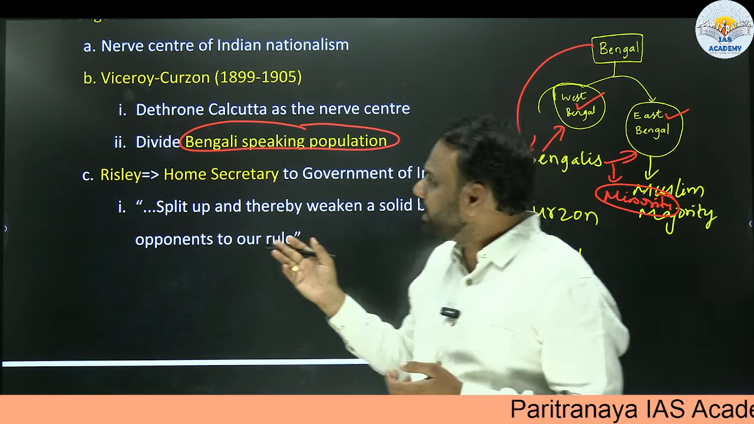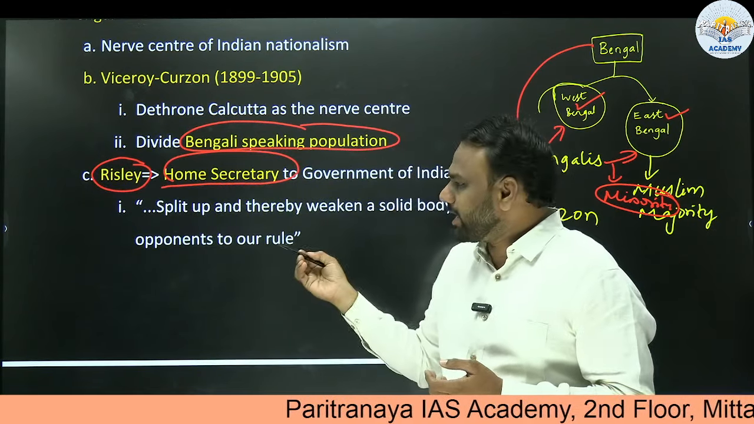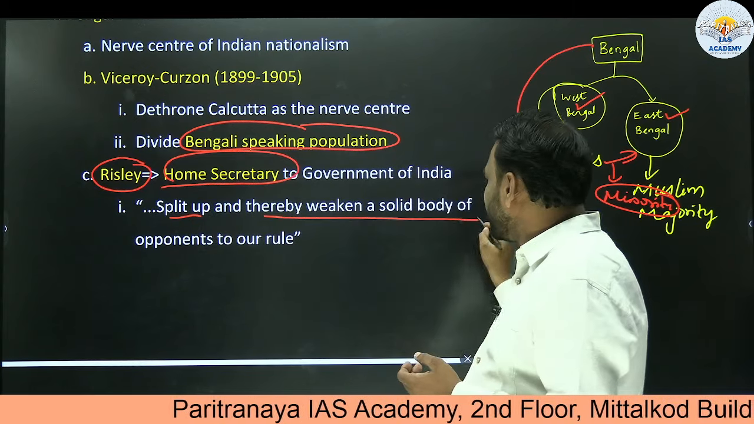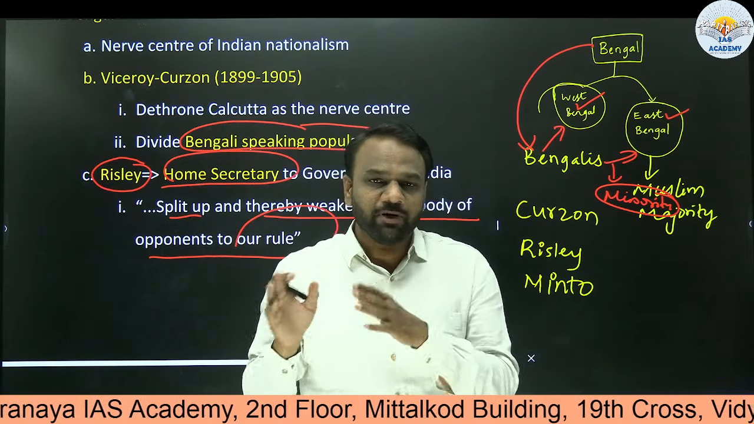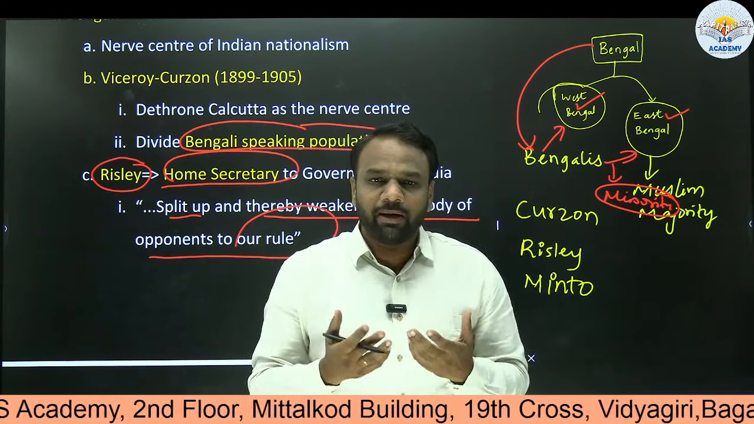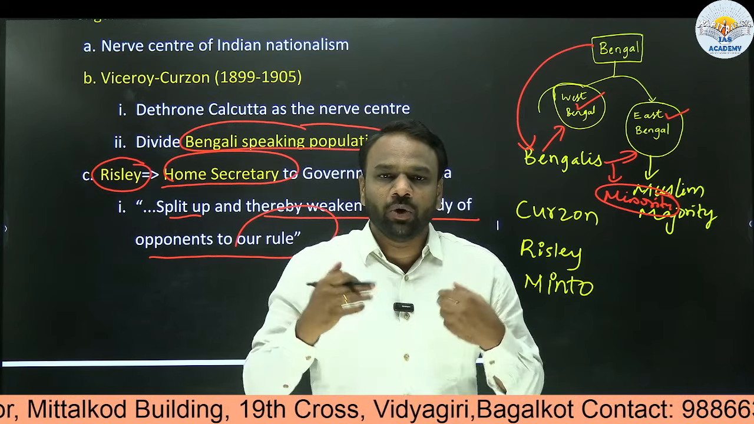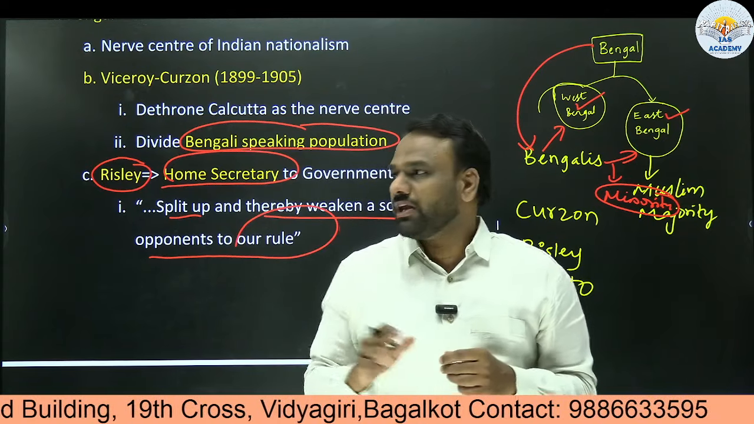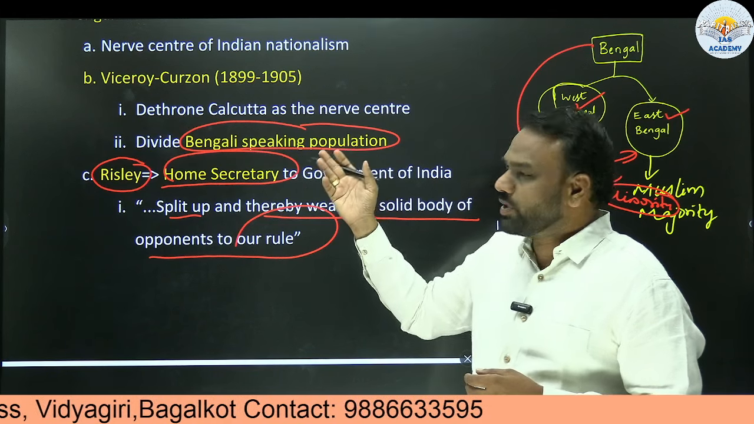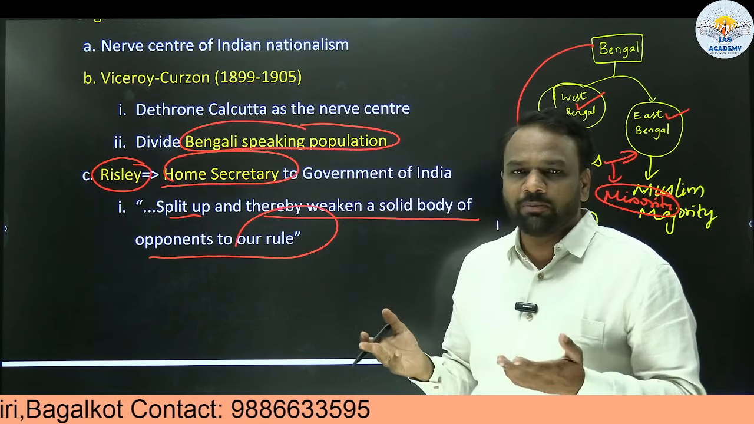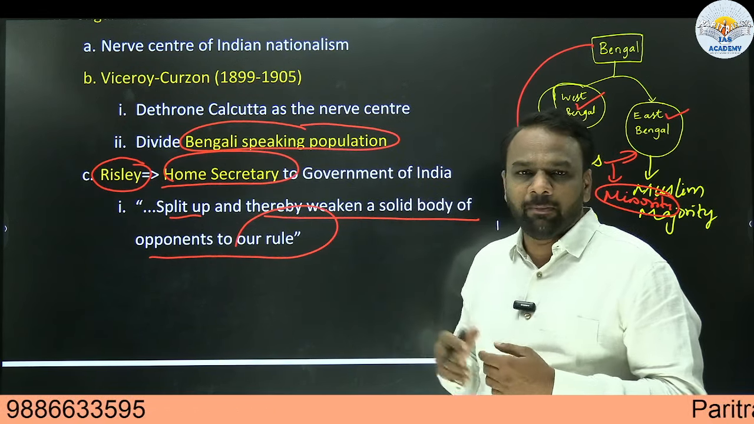Similarly, another British administrator, Risley, who was the Home Secretary to the Government of India, also expressed: split up and thereby weaken a solid body of opponents to our rule. The solid body of opponents to British rule was Bengal. Bengal had become a nerve center of national consciousness. So if you divide them, then definitely the threat to our rule will be reduced. This was the feeling of Risley as well. From the exam point of view, they may ask who was Curzon? He was the viceroy. Who was Risley? He was the Home Secretary. They may frame such questions, and these other points will be beneficial when we write our mains answers.